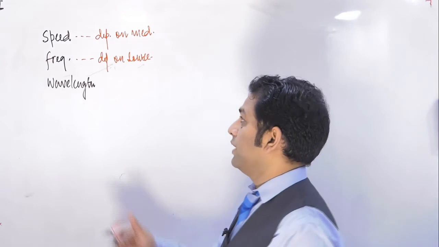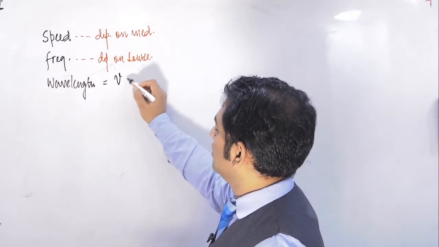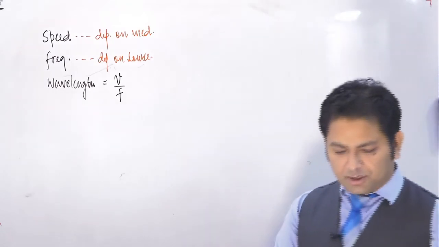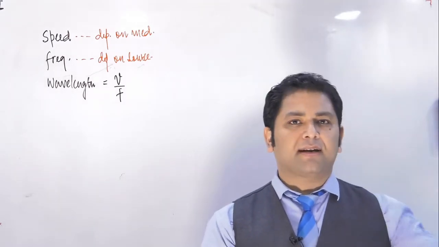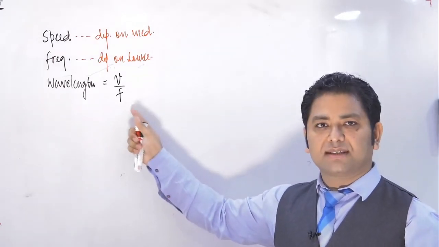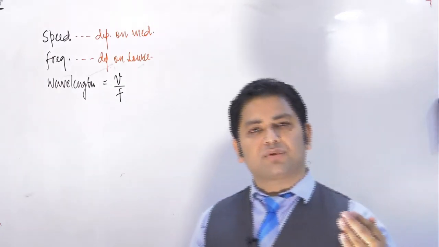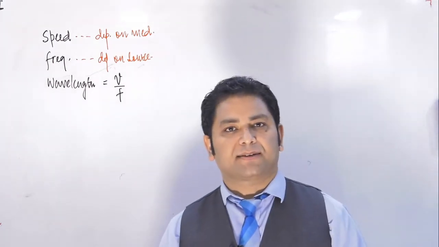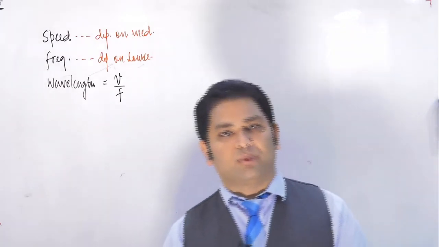And finally, the wavelength. The wavelength is v by frequency, the speed divided by frequency. So wavelength is not an independent thing. It is a parameter which combines both speed as well as frequency. Or you may think of it this way: the speed of the wave and frequency of the wave are related by a factor, and that factor is called the wavelength. This is how we understand speed, frequency and wavelength.